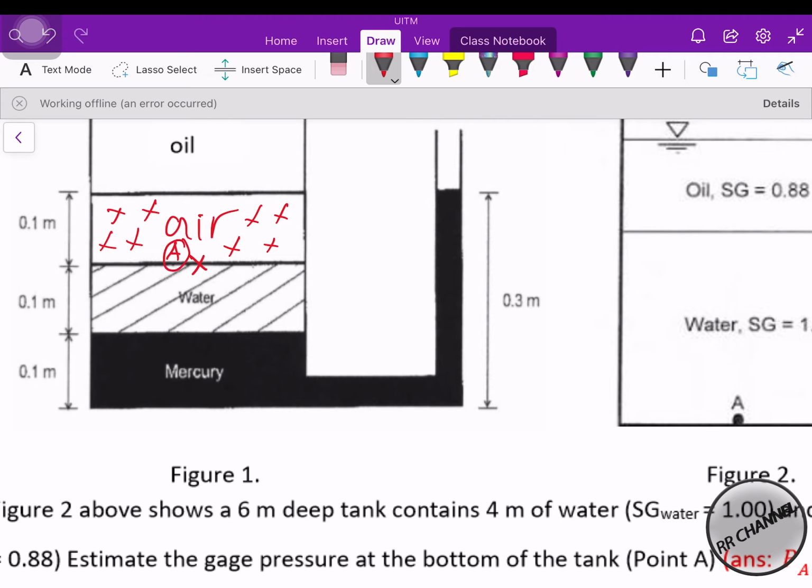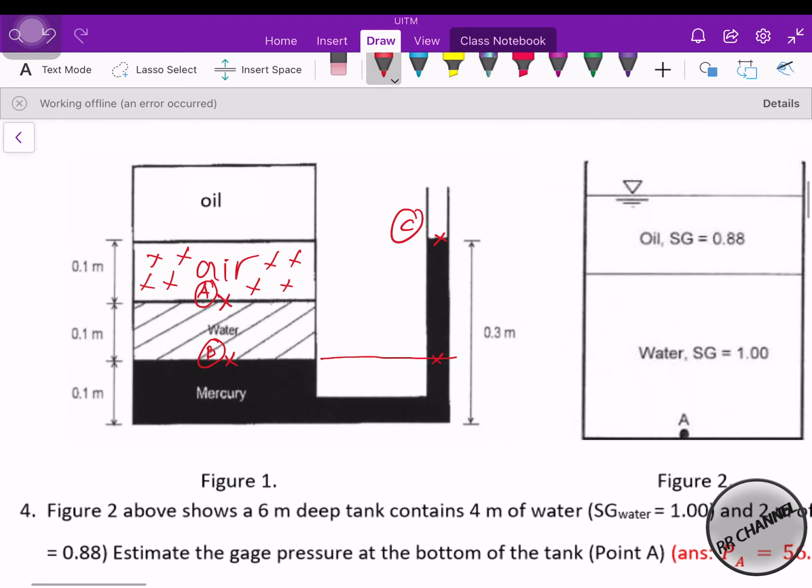Okay, so the second one here is B, which is on the horizontal line here. It is B also, because this is the same fluid, mercury. So this is point B also, and then this is point C, where it is exposed to the atmosphere. So we can state that the pressure at point C is basically equal to the pressure of the atmosphere.